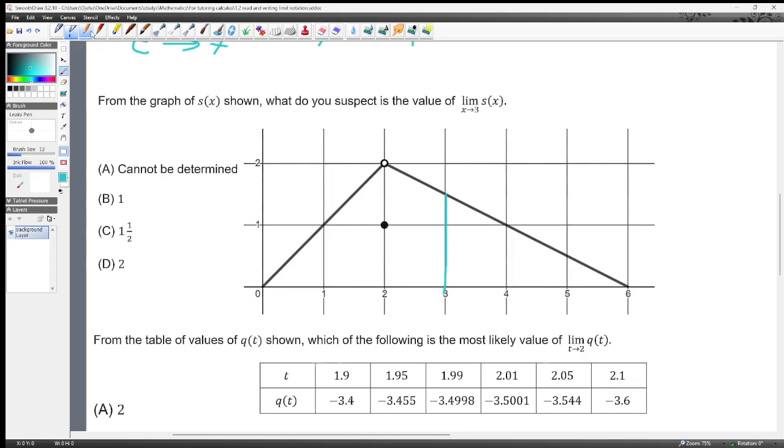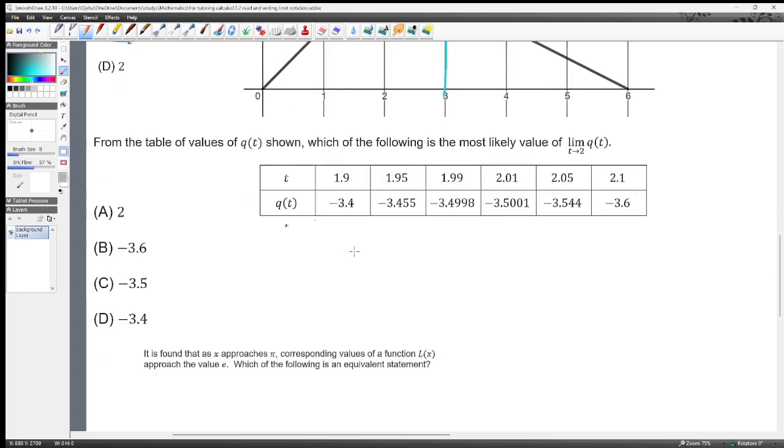Just gonna rewrite it. The limit has to approach from both sides. And it's approximately approaching to here, which will be 1, 1 1/2. For these, discontinuities are going to be in the next lesson, so be on the lookout for that.